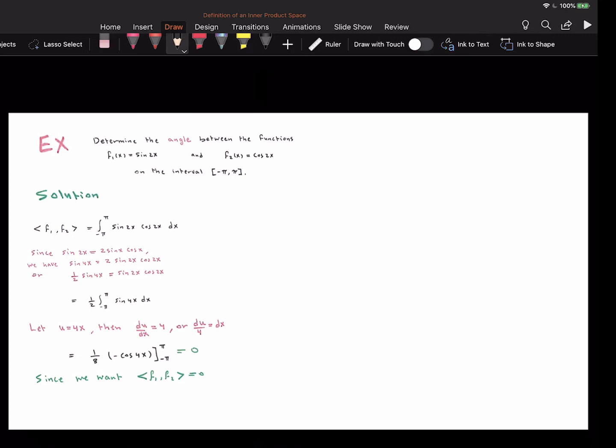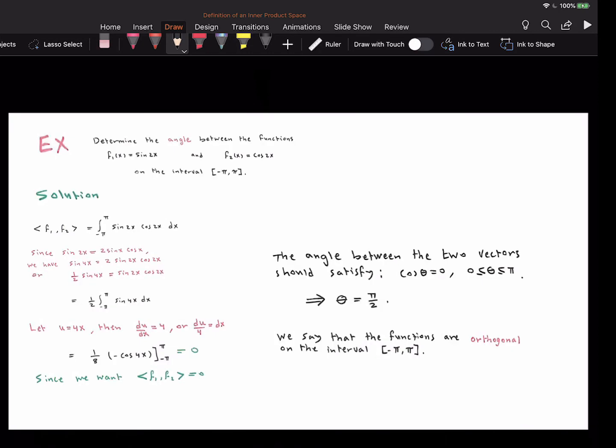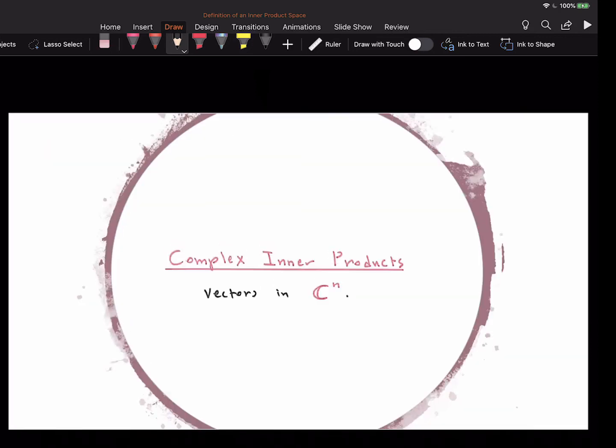This equals 0, so the inner product is 0. The angle between the two vectors should satisfy cosine theta equals 0. Of course, when you apply the inverse of cosine, your angle has to be restricted between 0 and pi. Therefore, theta equals pi over 2. We say that the functions are orthogonal on the interval from negative pi to pi.